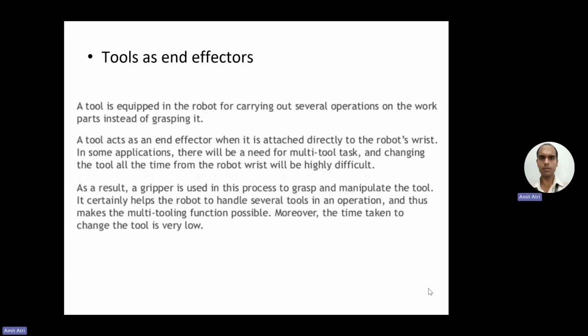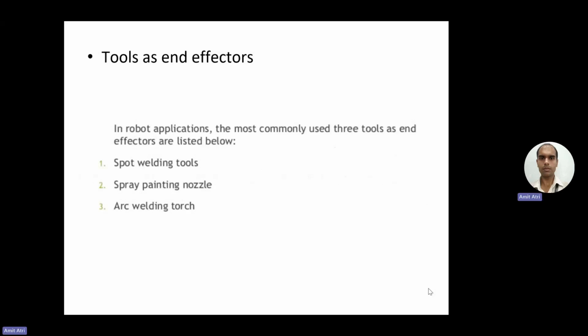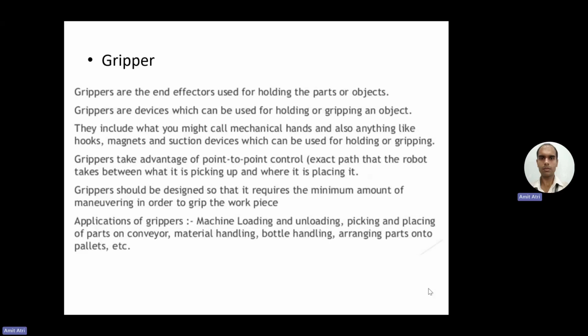Then it will leave it, grasp another tool and perform another type of task. So flexibility is increased. It certainly helps the robot to handle several tools in an operation and thus makes the multi-tooling function possible. Moreover, the time taken to change the tool is very low, because of the high speed. Some common types of tools as end effectors are the spot welding tool, spray painting nozzle, and arc welding torch. Okay, so welding and painting are very common types of dedicated applications which the tools are performing.